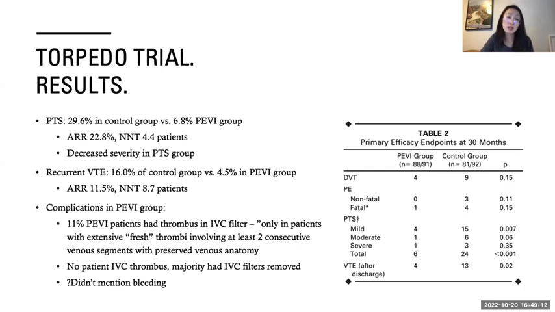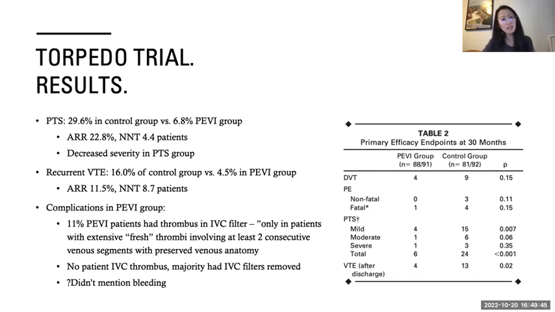In terms of the actual results, the Torpedo trial really did point towards significant benefit in terms of long-term prevention of PTS. So 29.6% in the control group had PTS versus 6.8% in the intervention group, which is associated with an absolute risk reduction of 22.8 or a number needed to treat of just 4.4. The severity of the PTS was also decreased in the intervention group. Recurrent VTE was also decreased, with an absolute risk reduction of 11.5%, number needed to treat of about 9 patients.